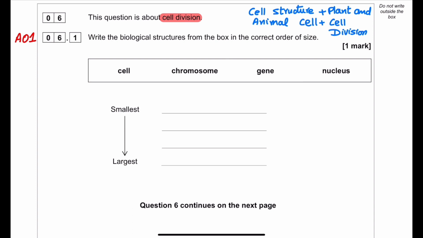Among these four, the smallest part is the gene. The chromosome is made up of genes. The second biggest one is the chromosome, and the chromosome is present in the nucleus. And the nucleus is present in the cell.